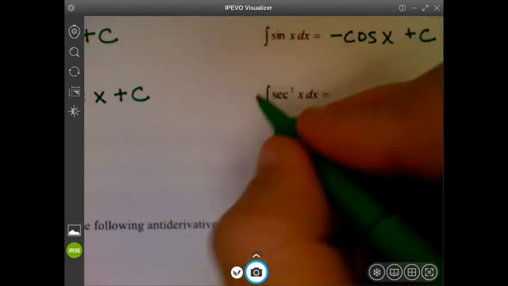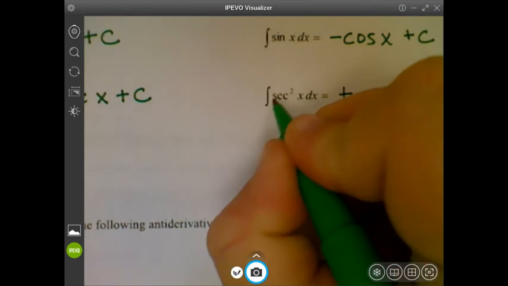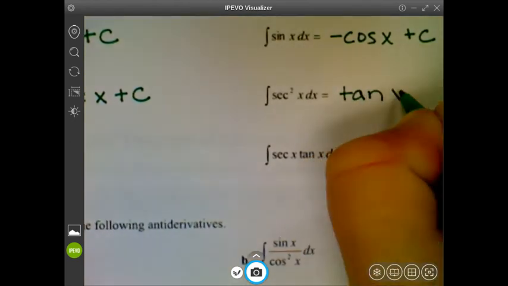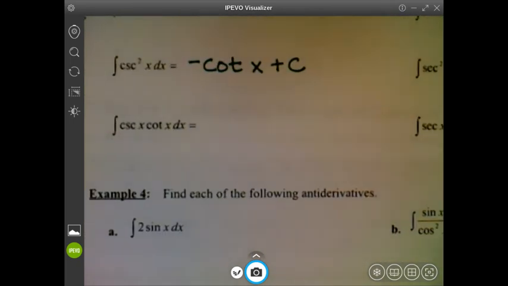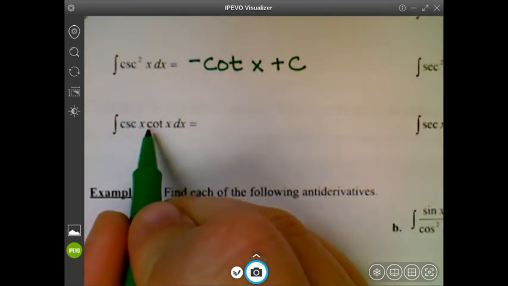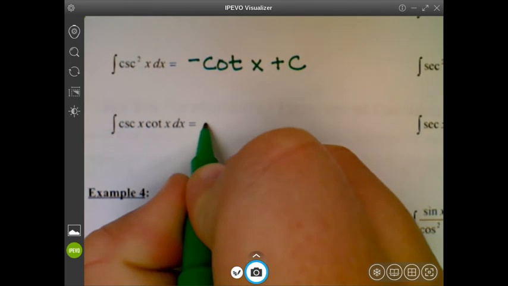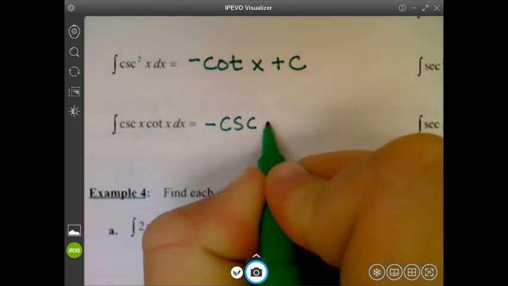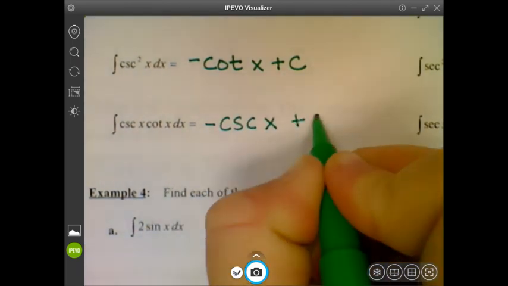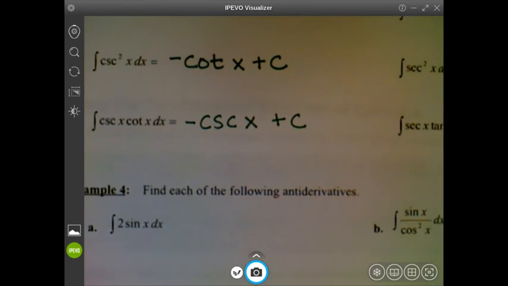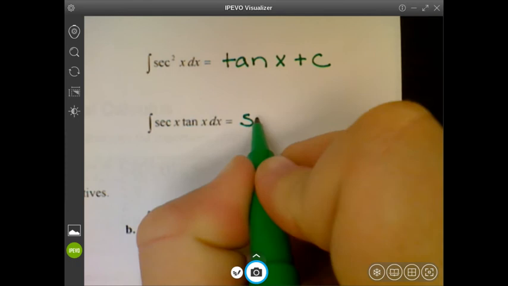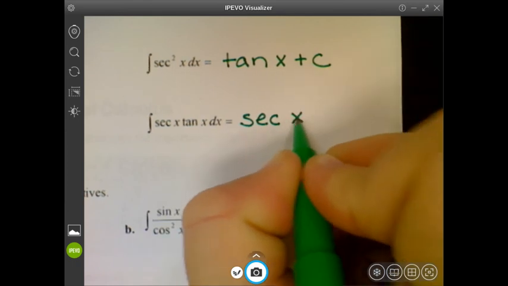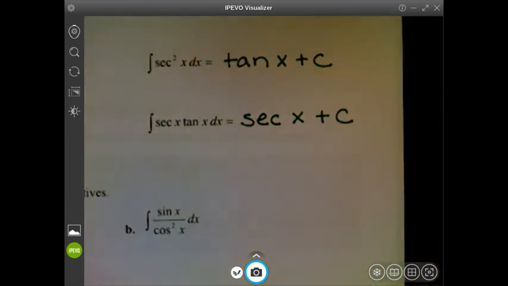What do we take the derivative of to get secant squared? That was the tangent of x plus c. To get cosecant of x cotangent of x, that would be a negative cosecant of x plus c. And last but not least, secant x tangent x dx, that integral would be the secant of x plus c.